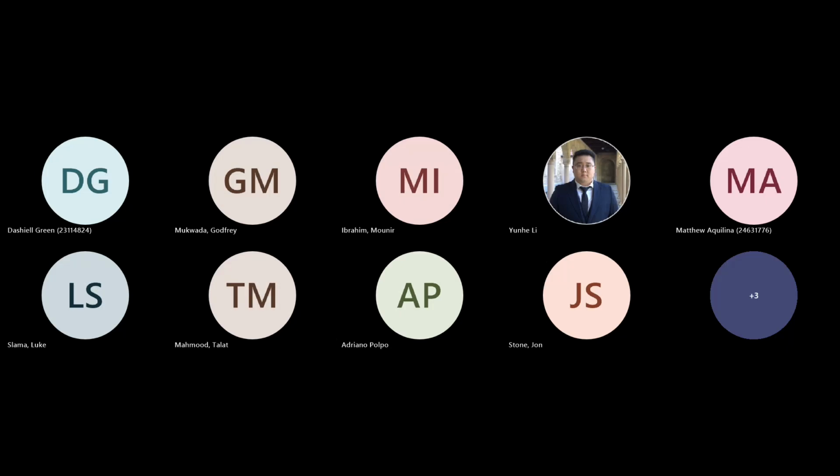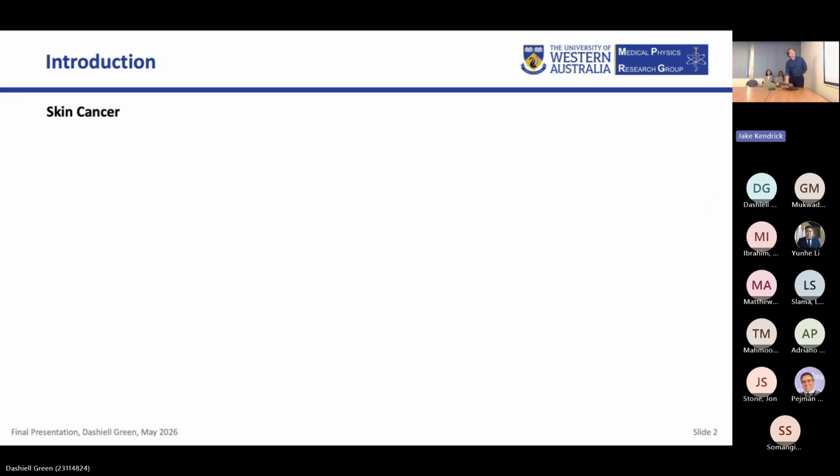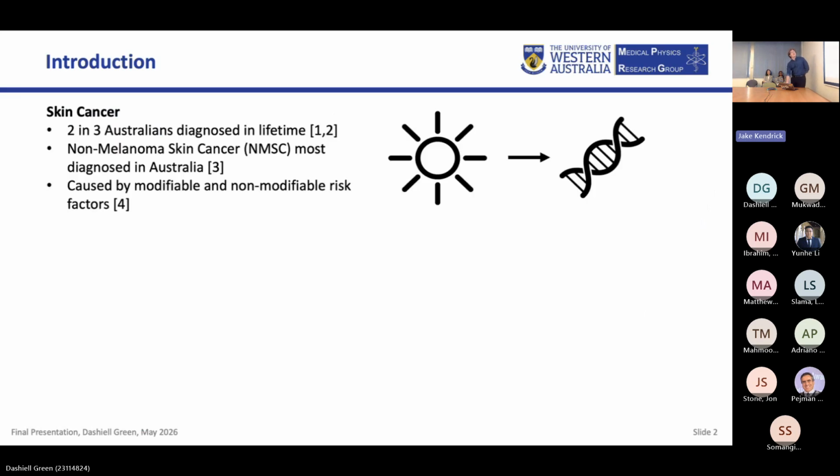Dashiell, and my project is the assessment of brachytherapy dose distributions relative to VMAT and electron therapy using a 3D printed forearm. This is specifically for skin lesions. So just an introduction on skin cancer.